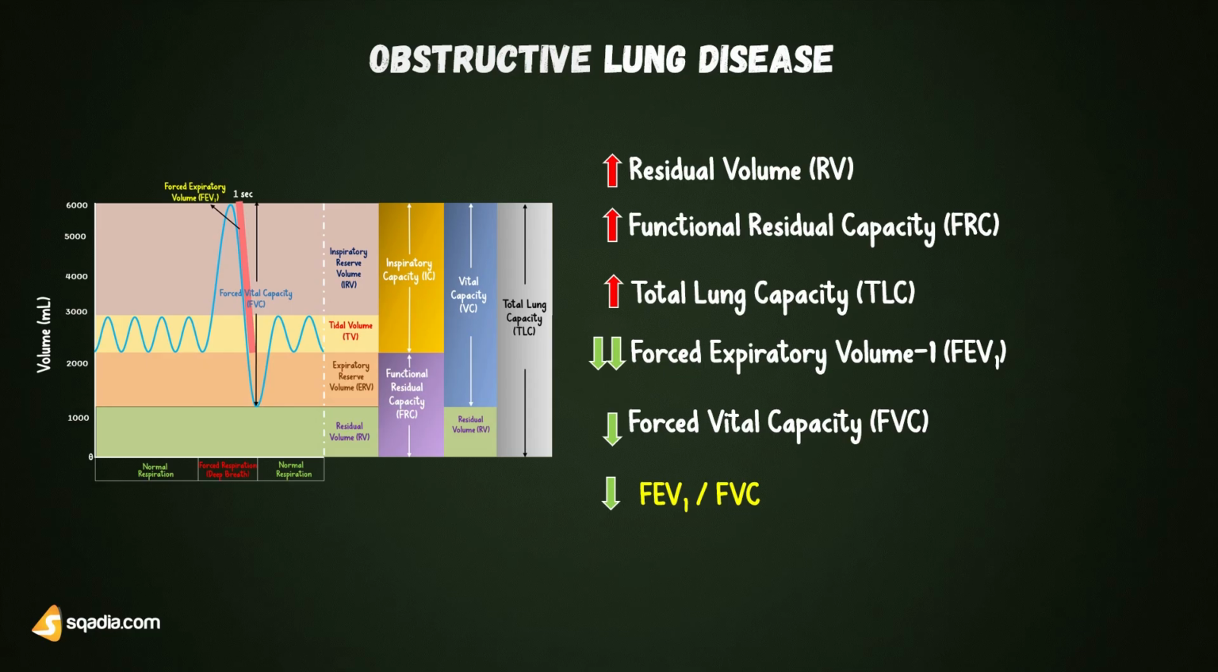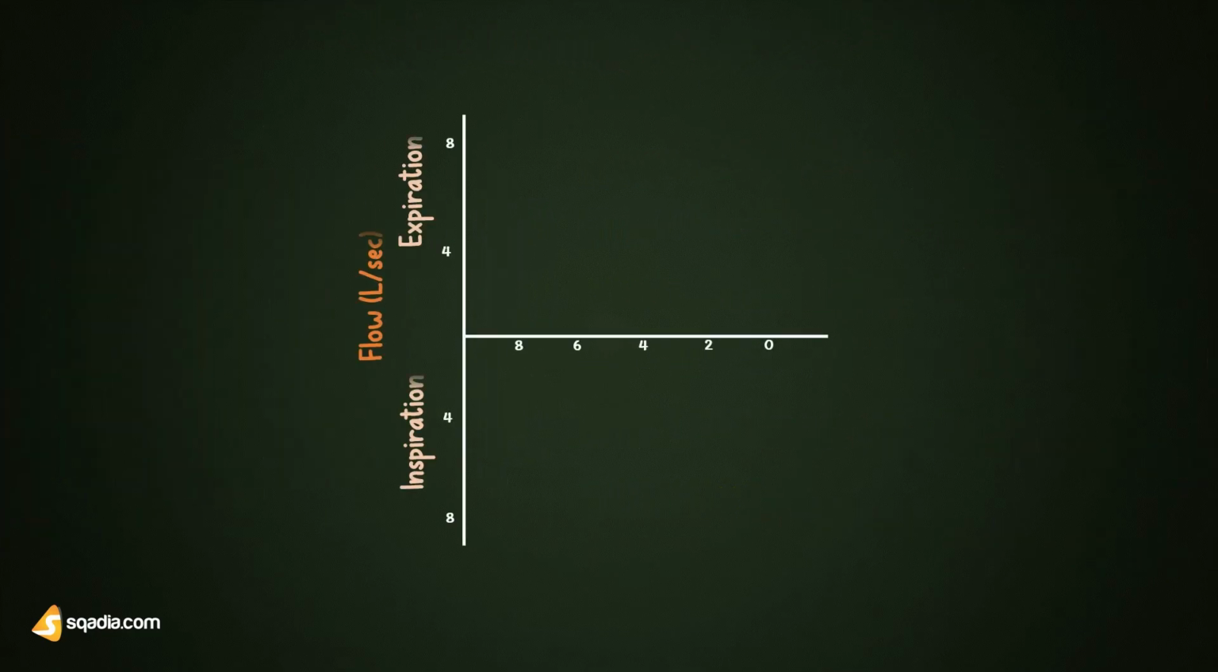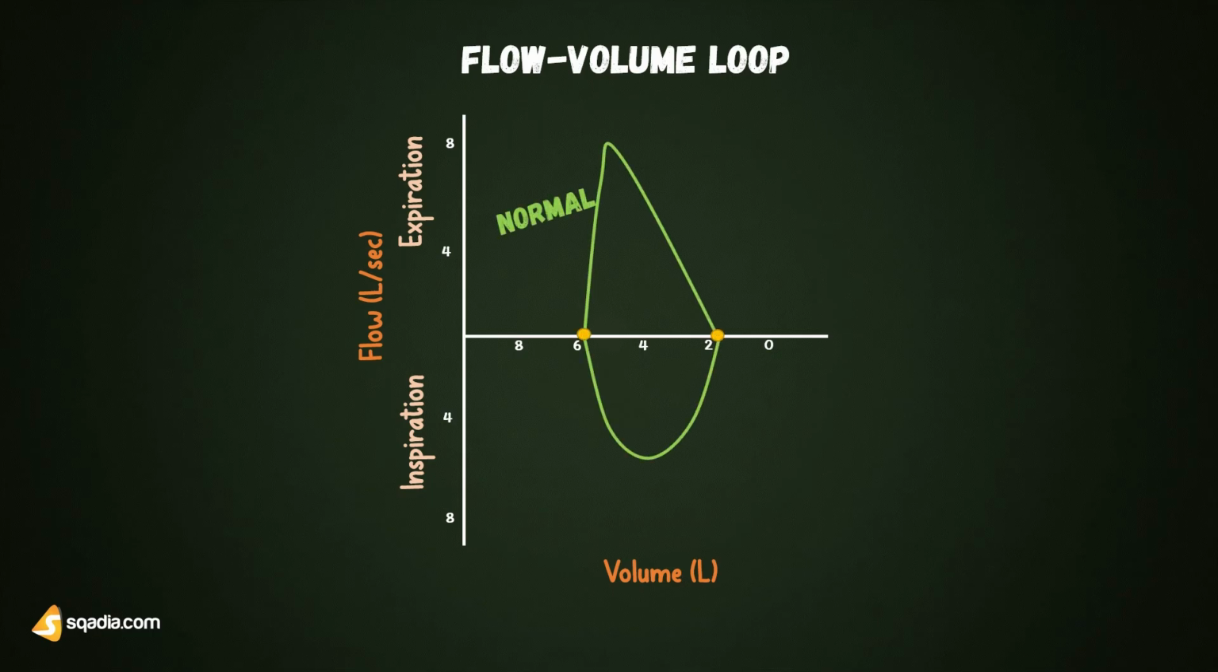Now, there is a plot of inspiratory and expiratory flow on the y-axis against volume on the x-axis. This is called a flow-volume loop. This is how the flow-volume loop of a normal individual looks. Here is the residual volume, the vital capacity, and the total lung capacity.